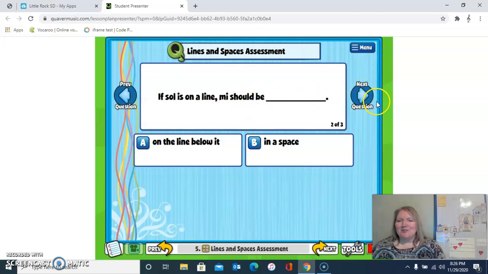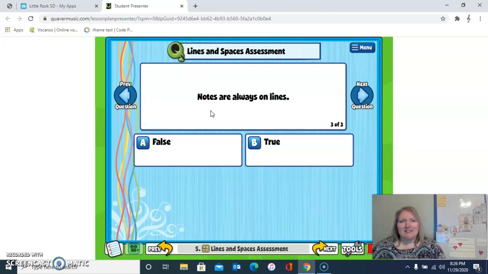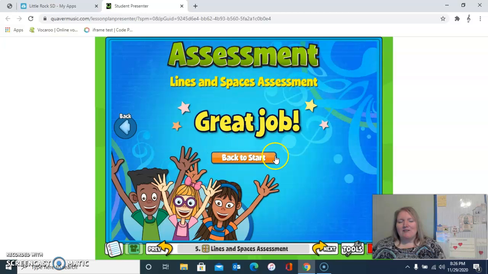Then we're going to go to the next question. True or false? Notes are always on lines. And we talked about that. So are they only on lines or can they be in spaces too? So figure that one out. Click next. Then you'll have your submit button come up and then the green OK button. And then you are done for this week.